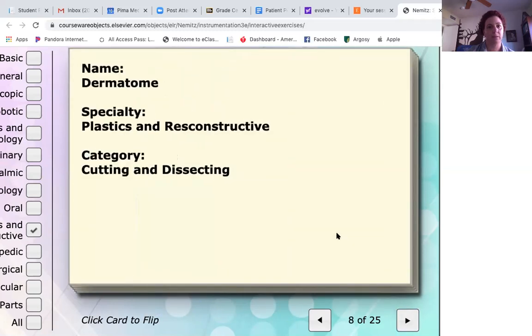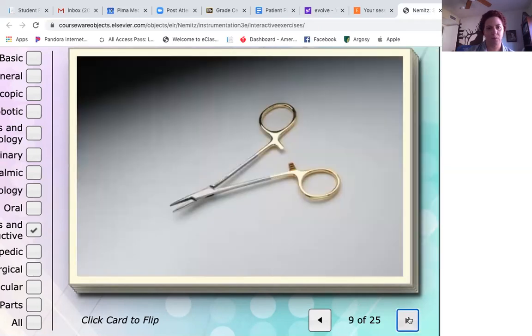Want to see how it's spelled? Dermatome. Okay, cutting and dissecting. And then after we get that graft, that's when we could put it through the mesher, if the surgeon so chooses.